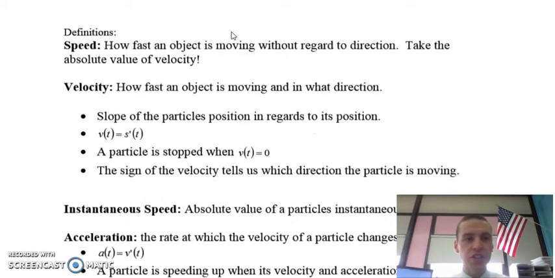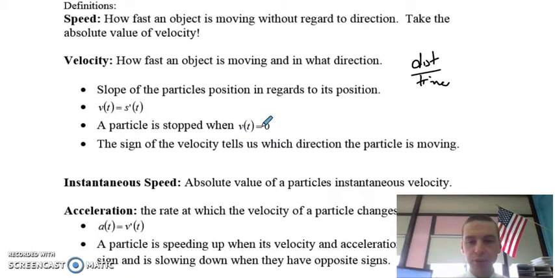And so the definition of speed is how fast an object is moving without regard to direction. Velocity is how fast an object is moving and in what direction. So if it's positive or negative, it's telling you whether it's moving forward or backwards. To get velocity, you're going to take the rate of change of the particle's actual movement. So if you take position and divide it by time, distance over time, you're left with velocity.